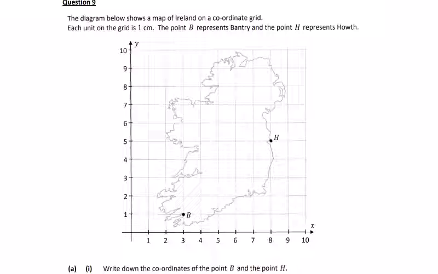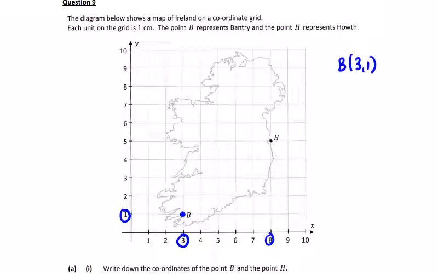Finally, question 9, coordinate geometry. The diagram below shows the map of Ireland on a coordinate grid. Each unit on the grid is 1 centimetre. The point B represents Bantry and H represents Howth. We're asked to write down the coordinates of B and H. So here's B. You can see out 3, up 1. So B is the point 3, 1.